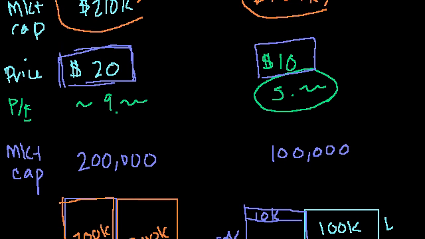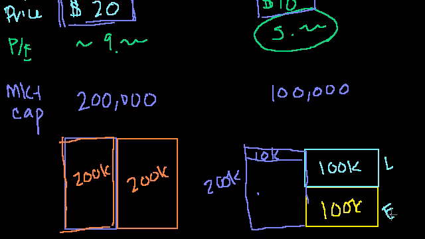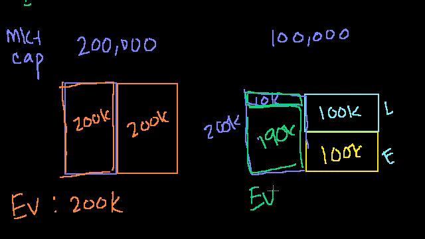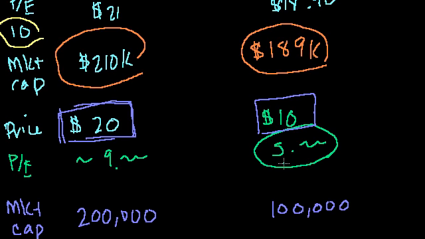So when this stock is trading at $10, it implies a market capitalization of $100,000. It implies that the liabilities plus equity is $200,000. So all of the assets are $200,000. But if we subtract out the cash, or the non-operating assets, what's not necessary to operate the business, we get $190,000 of enterprise value.